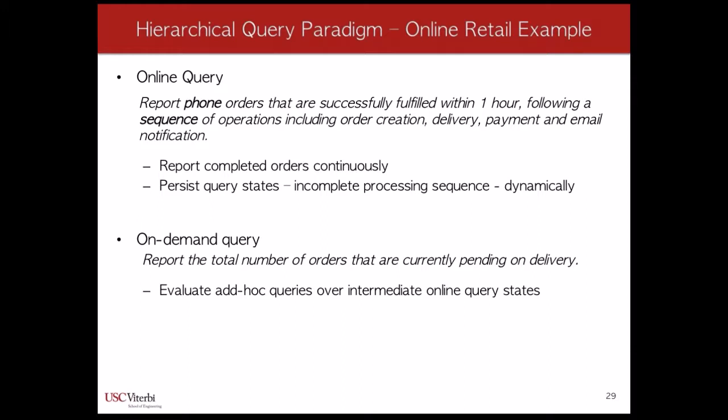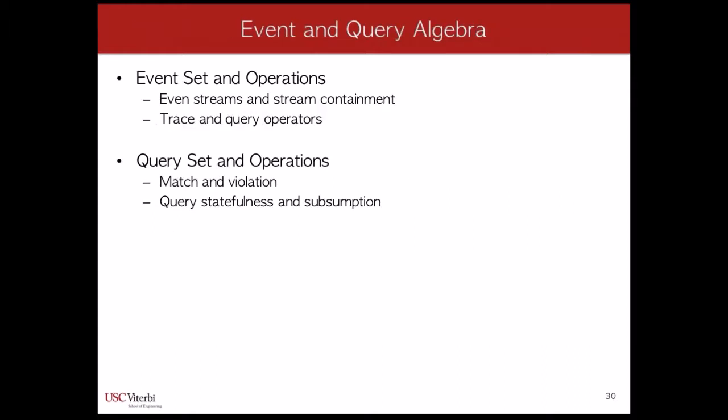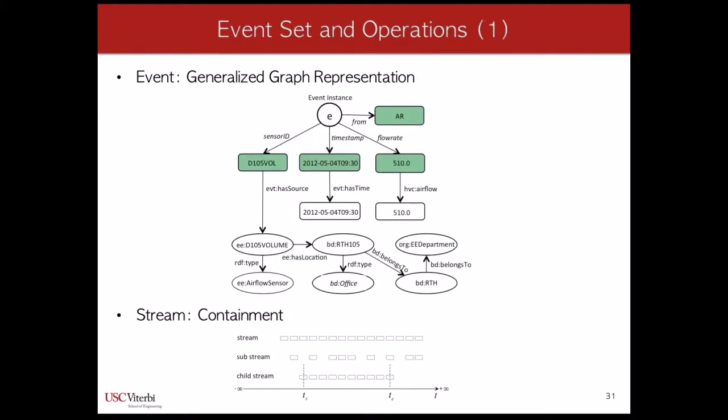So we want to explore the relationships between queries and the properties of the queries. We build our approach upon a formal event and query algebra. In this algebra, we discuss event properties and operations, and the query properties and their relationships. I will probably skip some details here. Firstly, we generalize events as a graph representation. The event string is essentially a temporally ordered event set, and we have the notion of substring, child string, and so on.